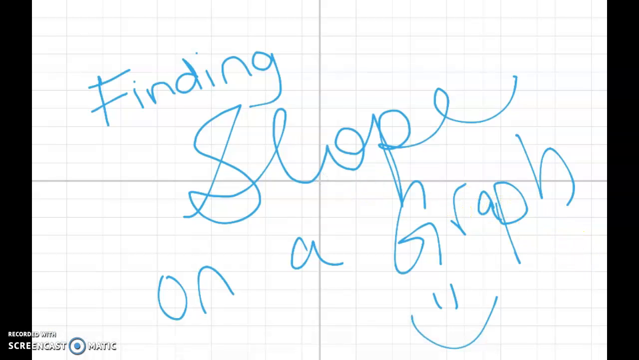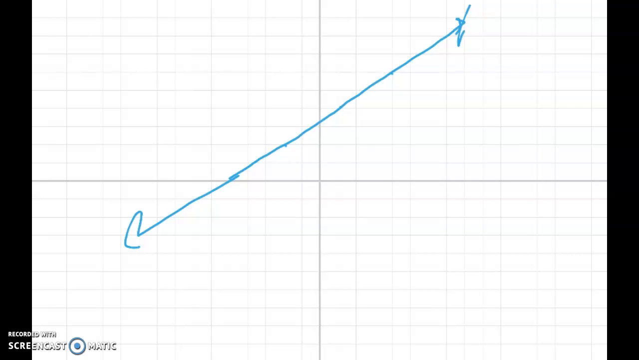Finding slope on a graph. All right, so in order to find the slope ratio on a graph, again, we have to always remember that slope is represented by our vertical change, which is our change in y, and how it compares to the change in x.